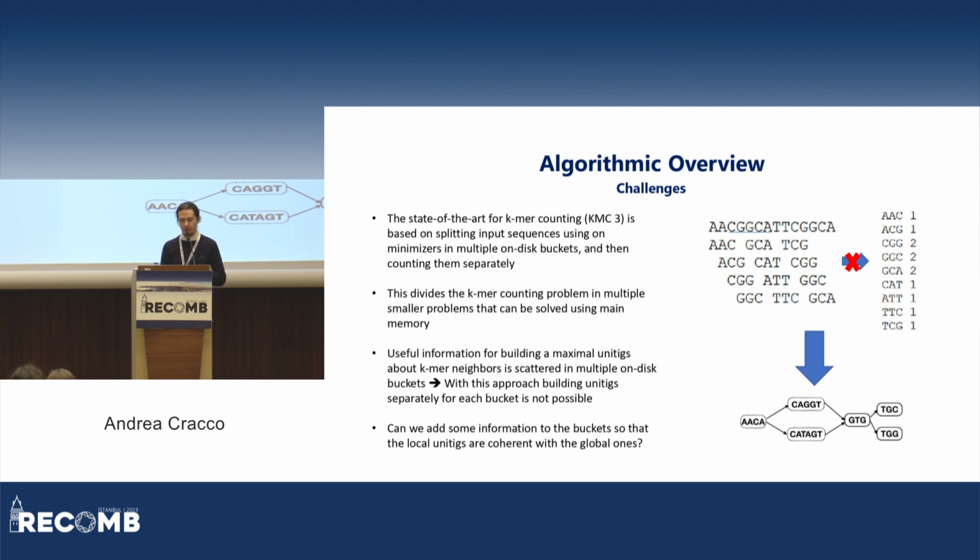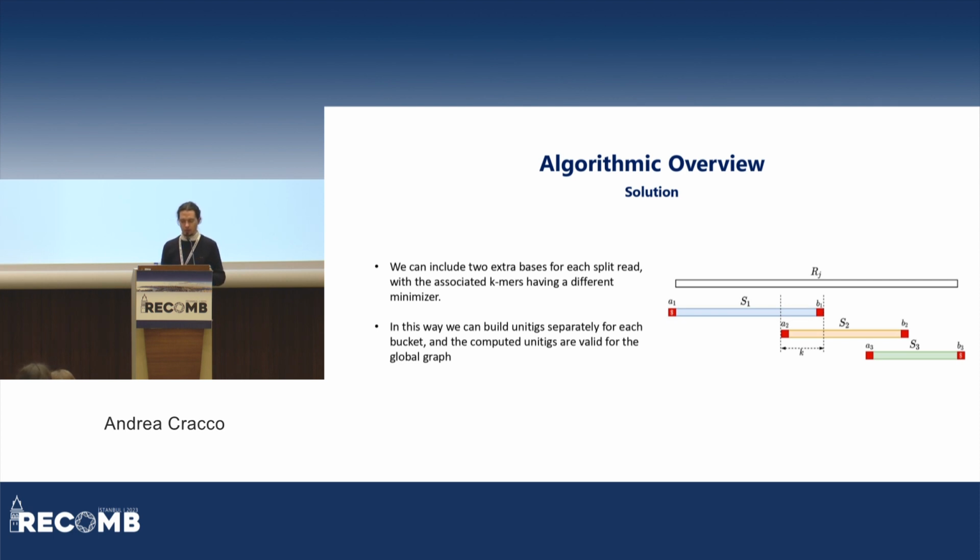Is it possible to change a bit this step to allow for local build of some parts of the graph that are then correct from a global point of view? The answer is yes. And the solution is, when dividing the various reads in their contiguous runs of k-mers that share the same minimizer, to add at the end of each run another base that encodes a whole k-mer. That adds additional data that is sufficient to build unitigs, not maximal unitigs, but unitigs that are still unitigs in the final graph.